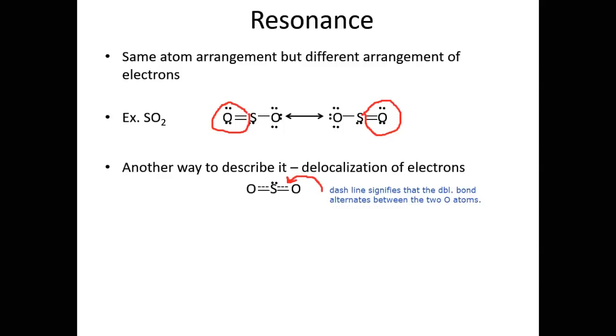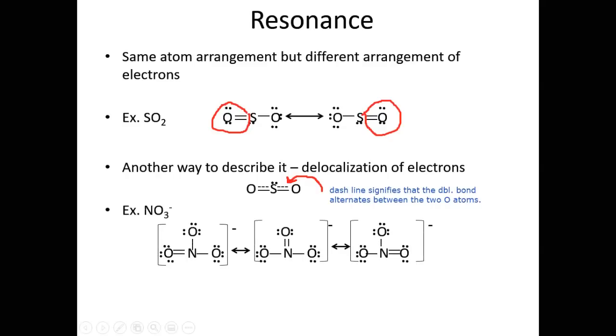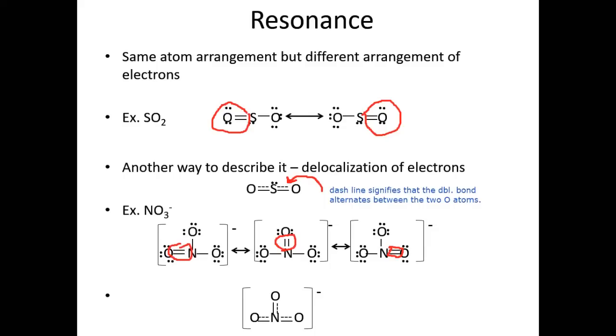So to have resonance, you have to have multiple positions where a multiple bond can occur. So for example, here we have NO3. So again, NO3, we have this one double bond, and it can alternate over all three oxygen positions. So this double bond flips back and forth between all three positions. And so what we get is an average that looks like this. So that dashed line signifies where the double bond flips to.